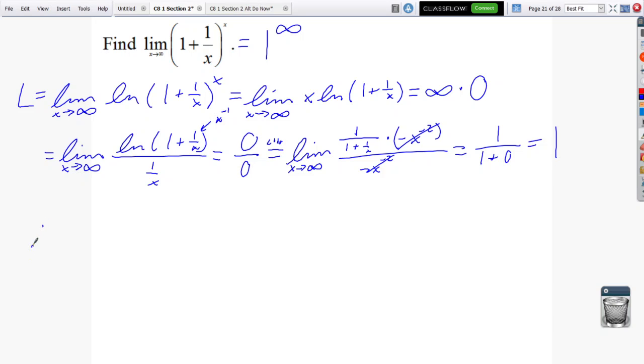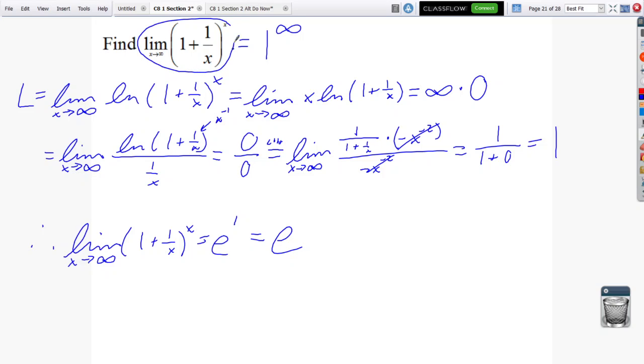So to finalize this problem, we have to say, therefore, the limit as x approaches infinity of 1 plus 1 over x to the x power is equal to un-ln, because again, to set up our L, we ln'd, so to un-ln, we use e. We do e to the first power, which is equal to e. Which actually, I kind of cheated on this one. This is actually the limit definition of e.